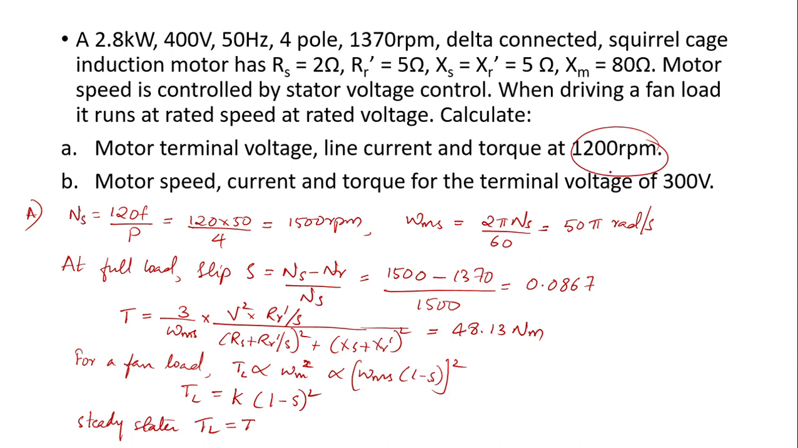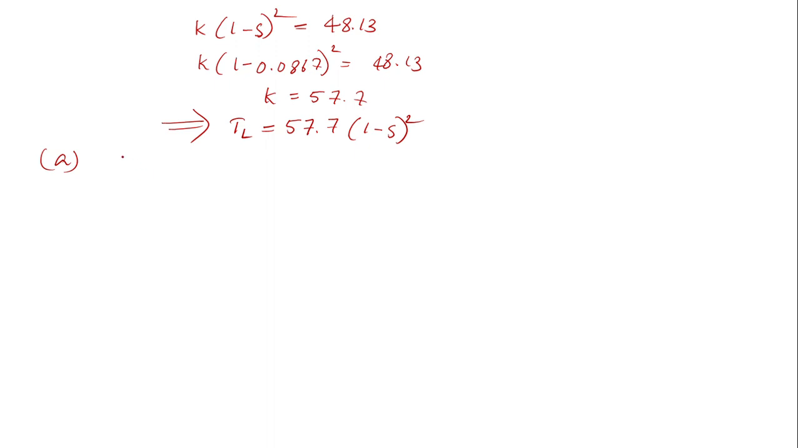So you can already see that when your running speed is changing, automatically your slip is going to change. So initially, for 1200 rpm, I'm going to find out the slip. At 1200 rpm, what will be the value of slip? S will be equal to (ns minus nr) divided by ns. On substituting in your calculator, you will get the value of slip as 0.2.